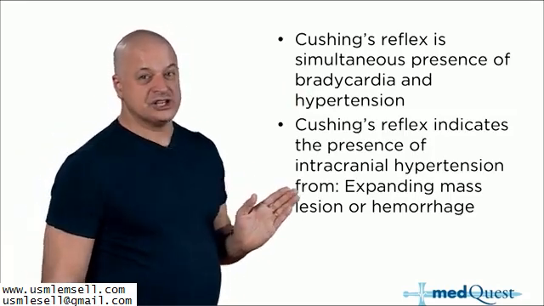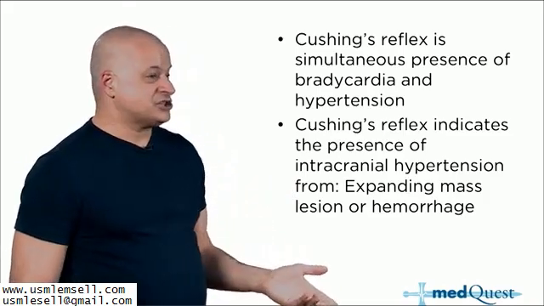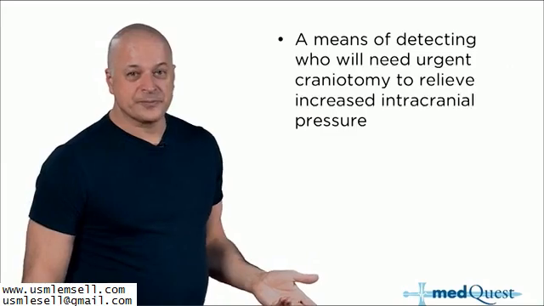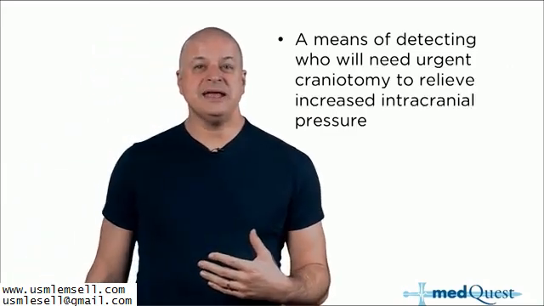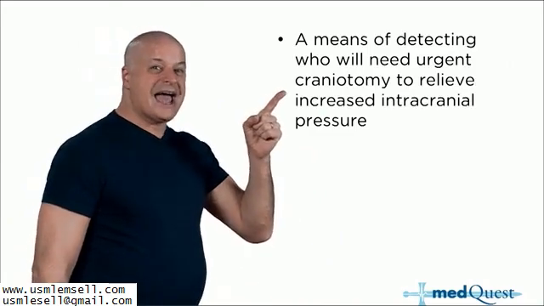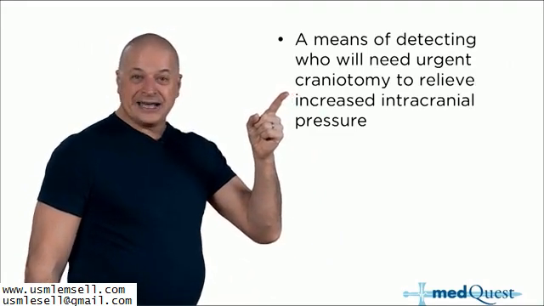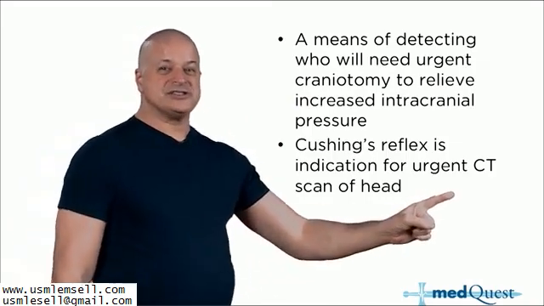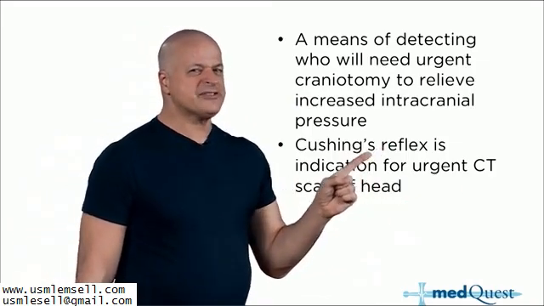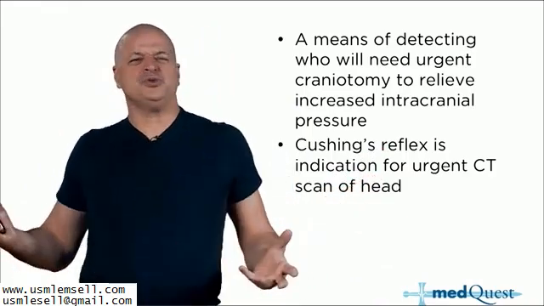Massive increase in intracranial hypertension, and it shows you that there's an expanding mass lesion or hemorrhage inside that brain. So it means that you need to get inside that brain and suck out the pressure before you herniate and die. Now, before there were CAT scans, people used to really have to pay attention to things like Cushing's reflex, because how else would you know?